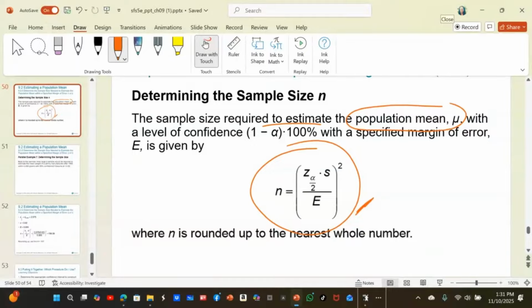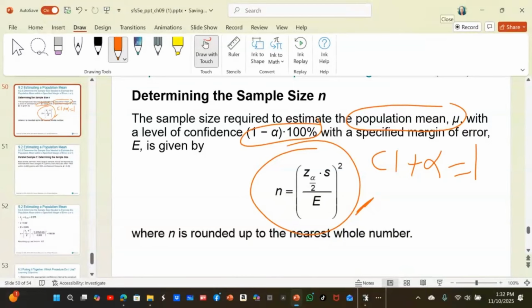Also, you will always be given the confidence interval. But one thing you want to remember is that confidence interval plus the critical value or alpha is equal to area under the normal curve.